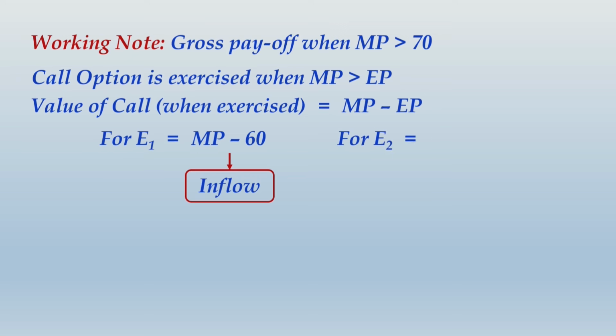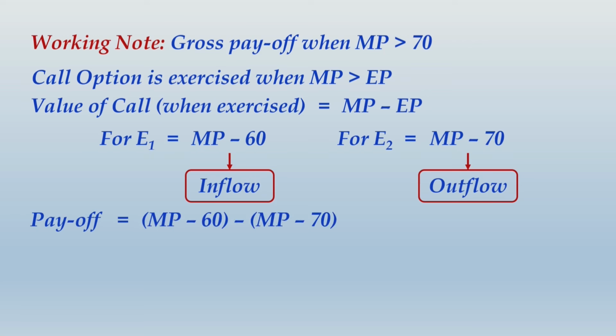On the other side, for E2, the payoff will be MP minus EP, correct? That is MP minus 70 in that case. And this MP minus 70 is not going to be your inflow. In fact, this will be your outflow, because here the investor is the writer of the call option. So consider one thing, this is your inflow, this is your outflow. So your overall gross payoff will be MP minus 60 as a positive value, and then this MP minus 70, because it is an outflow, outside the bracket I have put a negative sign indicating that this is a negative cash flow, indicating an outflow eventually.